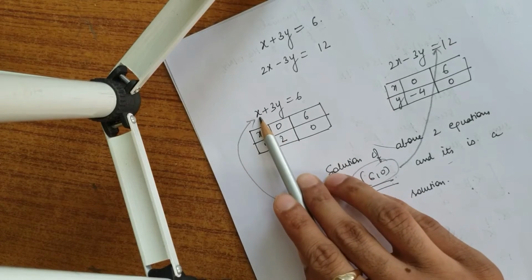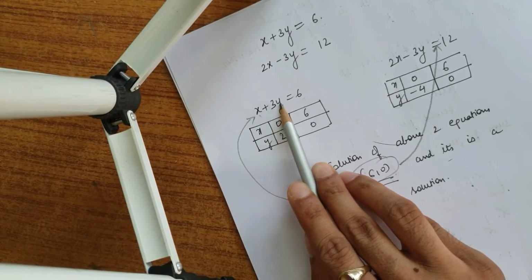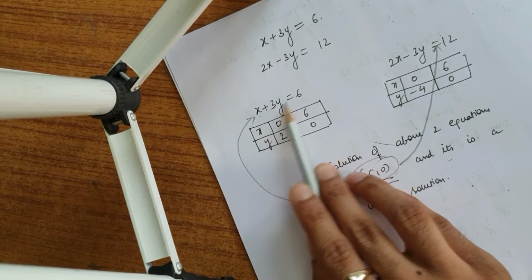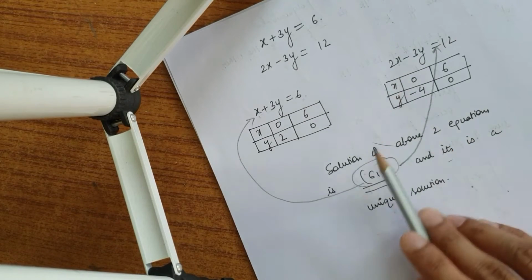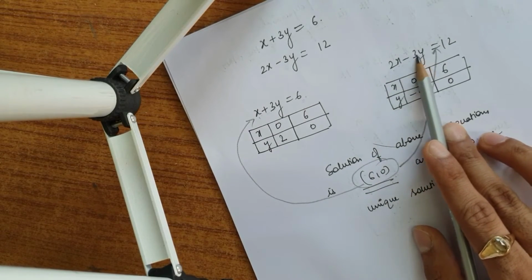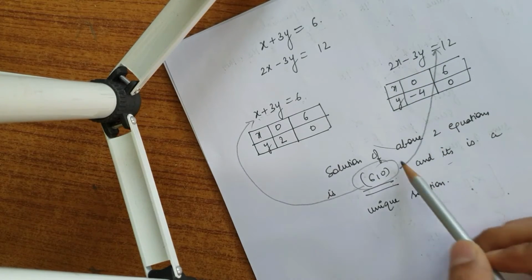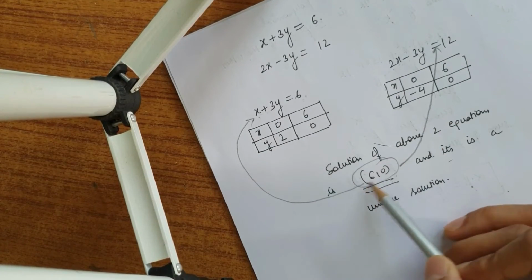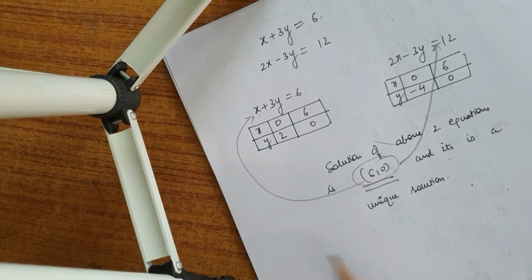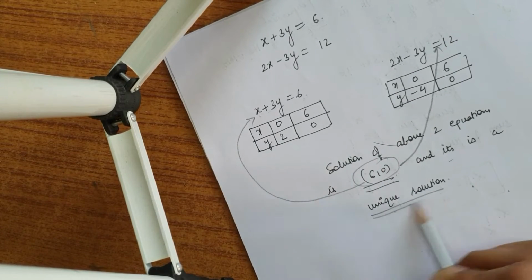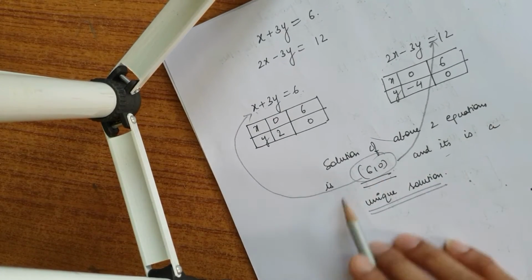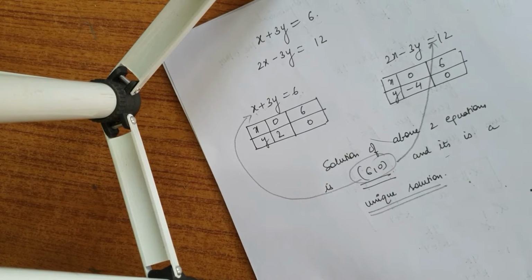For example, put 6 here. 6 plus 3 into 0 is 0. 6 plus 0 is 6. 6 equals to 6. Also put 6 here. 6 into 2 is 12 minus 3 into 0 is 0. 12 minus 0, 12 is equals to 12. So I hope you're getting what 6 comma 0 signifies and what a unique solution satisfies. Unique solution means it has got exactly one solution.